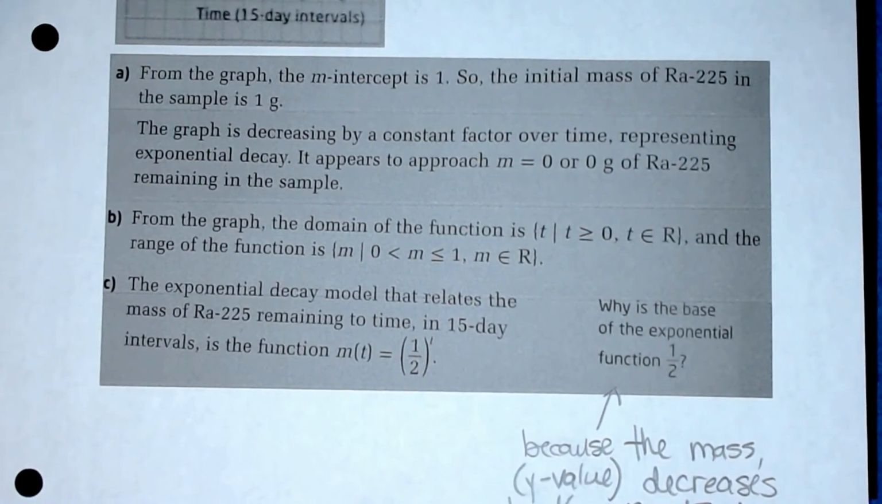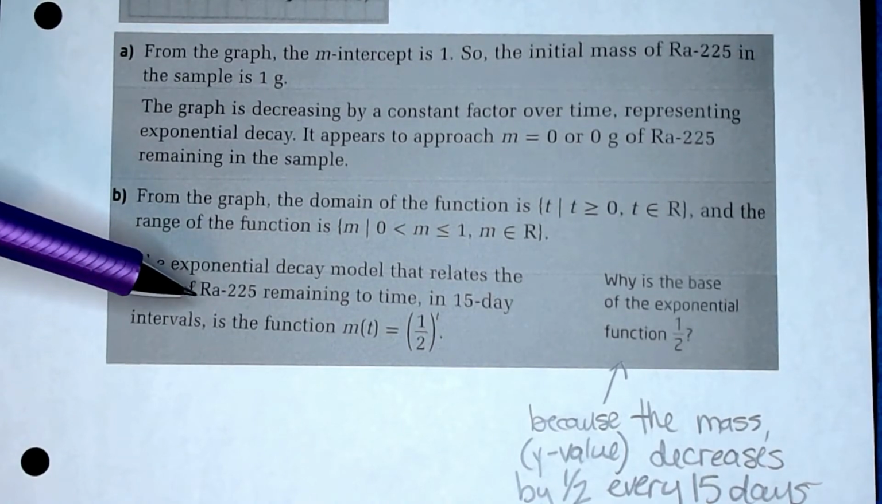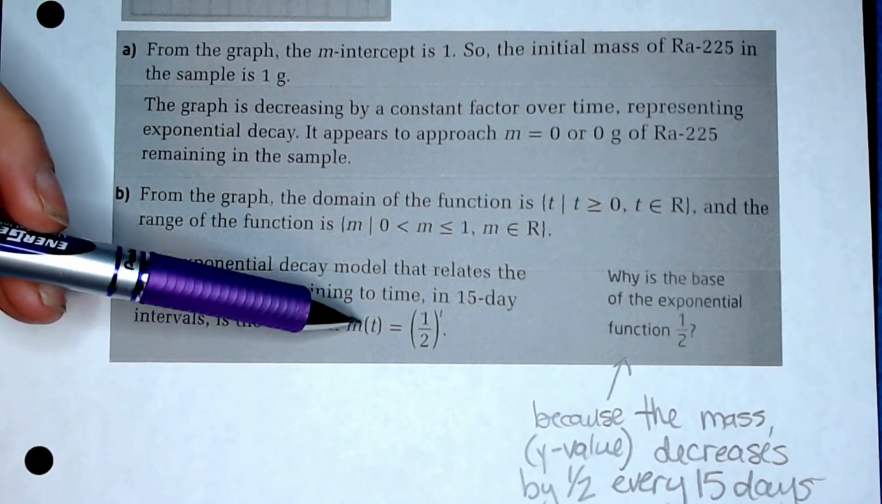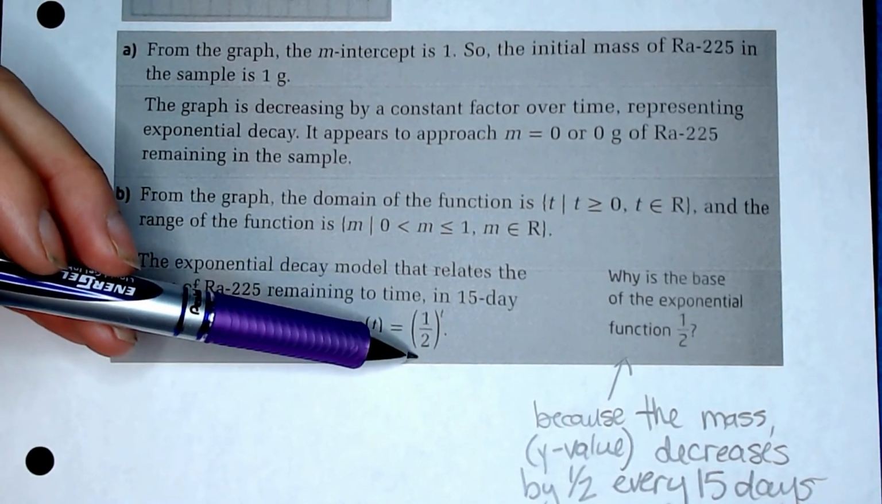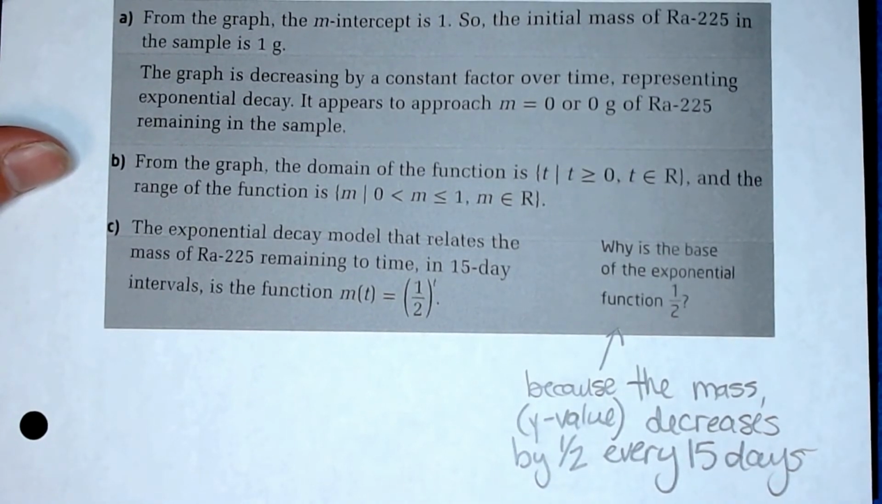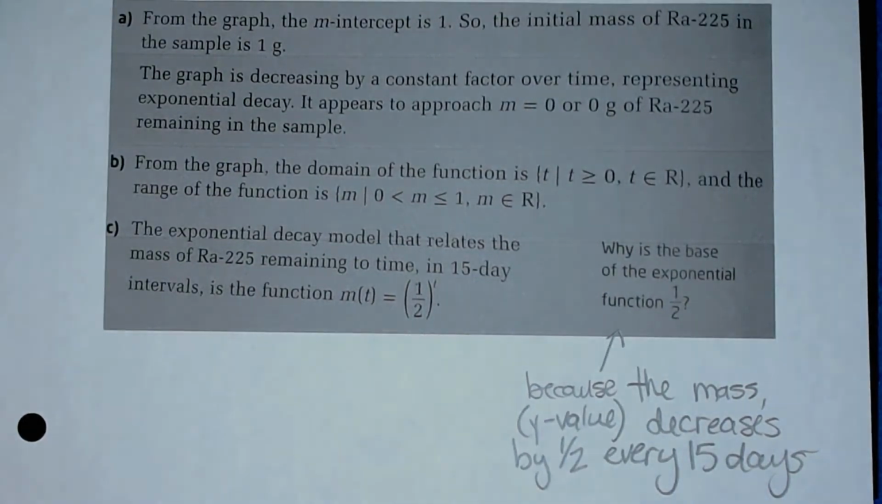And just like we talked about, the exponential decay model shows that the function looks like this. M as a function of time, the mass as a function of time, is equal to 1/2 to the power of the time. So the mass is decreasing by half every 15 days. Don't overthink it, just figure out where that mass goes.